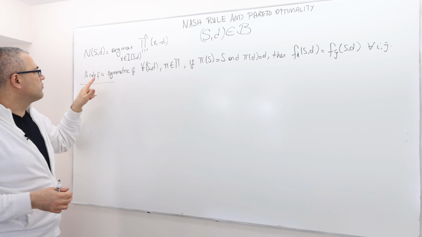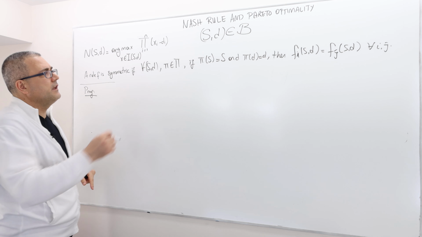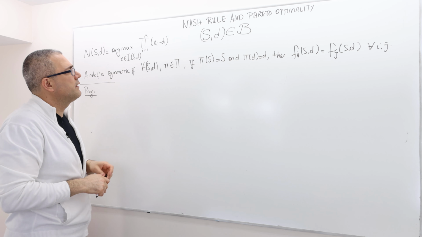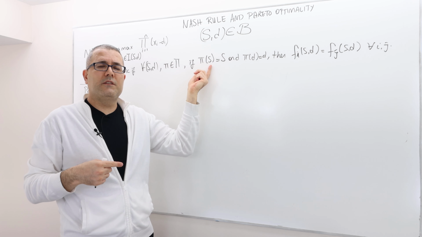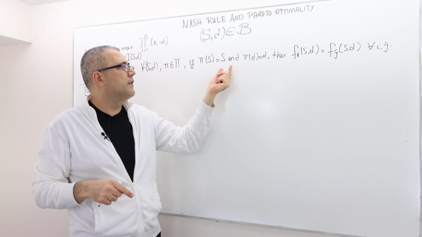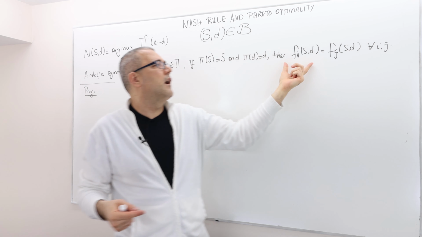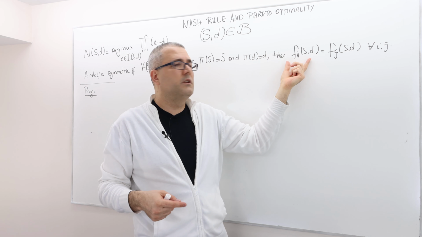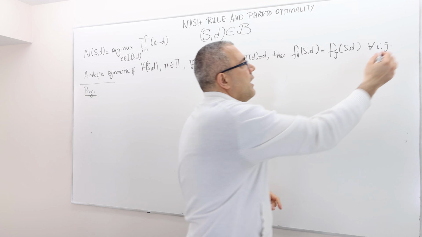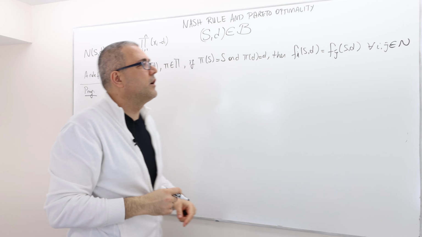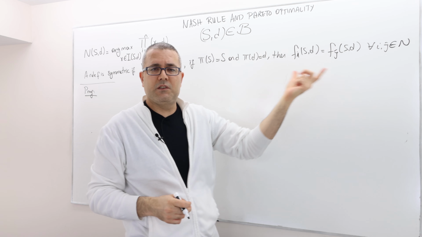A bargaining rule F is symmetric, if you remember, if for any bargaining problem (S, D) coming from the set B, and for any permutation pi, if the permutation of the bargaining set S is S itself, and the permutation of the disagreement point D is D itself, well then the solution of this rule should basically provide the same payoff to all the players i, j in N. All right, so that's what symmetry is. So if the game is symmetric, well then the solution must be symmetric as well.